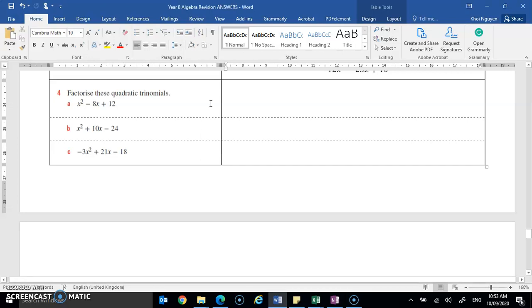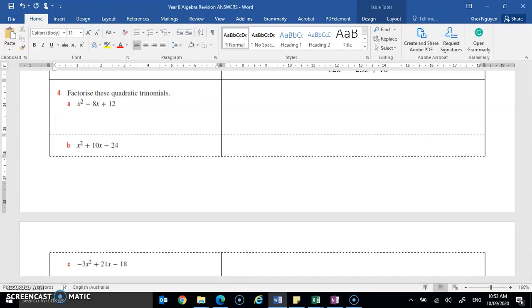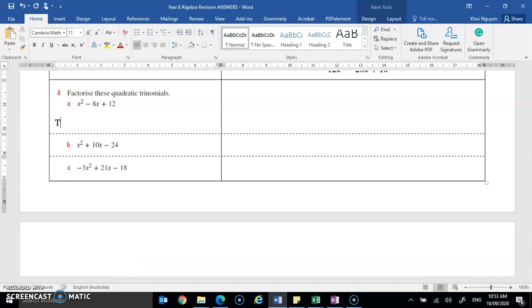Remember that trinomials means that we have 3 terms. Here we can see 1, 2, 3 terms. All right, so how do we factorize this?